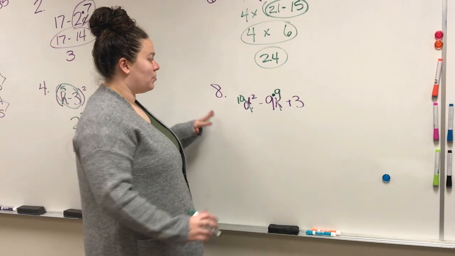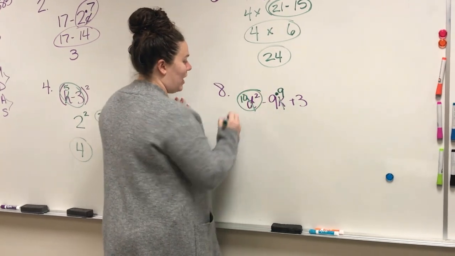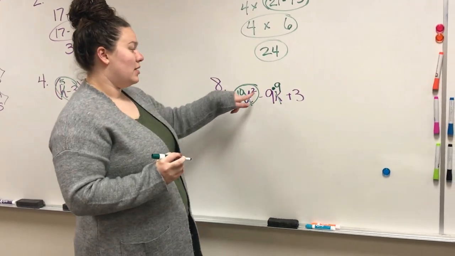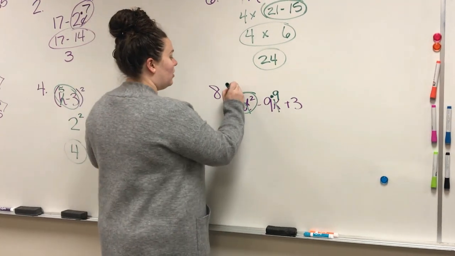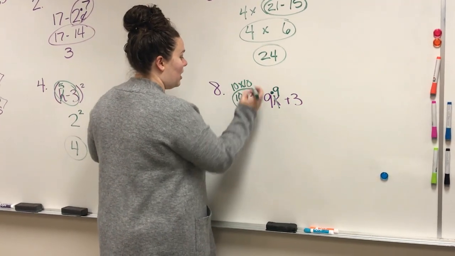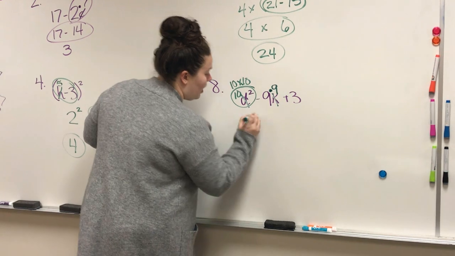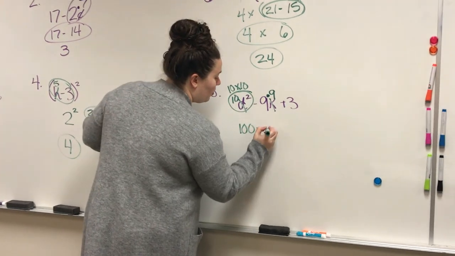Now we need to go to exponents. This is the only one that has an exponent. That is not 10 times 2. That is equivalent to 10 times 10, which is 100. I'm going to rewrite the rest of my problem.